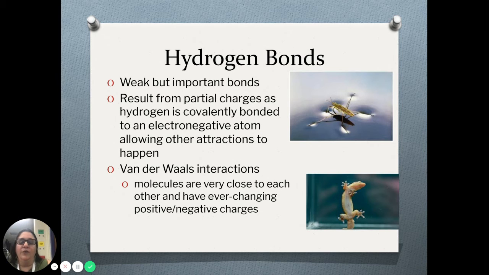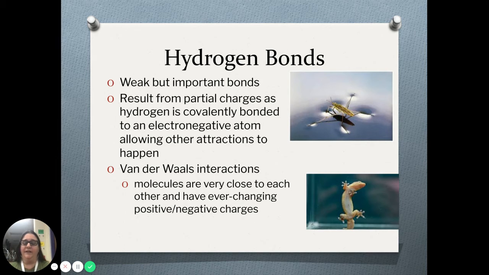And then finally, we get to the other bond that we talk about, which is hydrogen bonds. Hydrogen bonds are fairly important in biochemistry. They are weak bonds. They're not very strong. They don't have a lot of sticking power, unlike ionic or covalent bonds. And what happens is they come from a partial charge of the hydrogen.